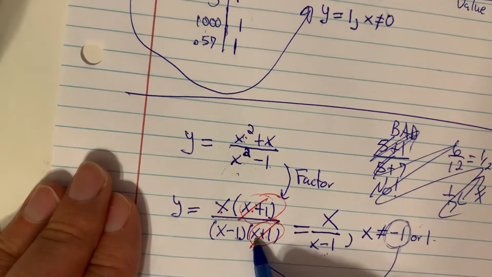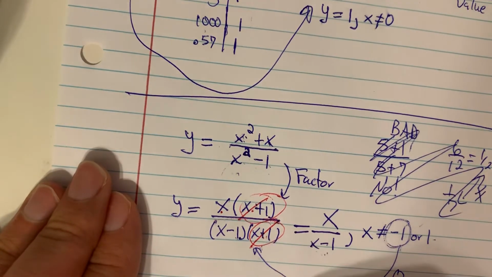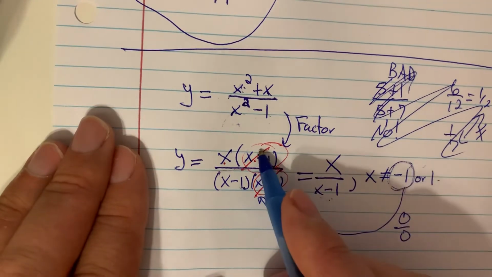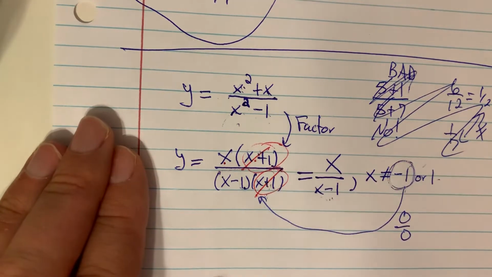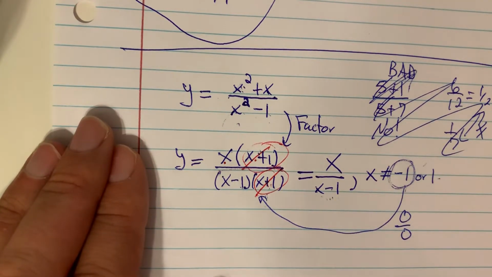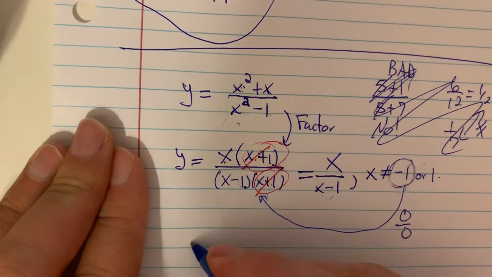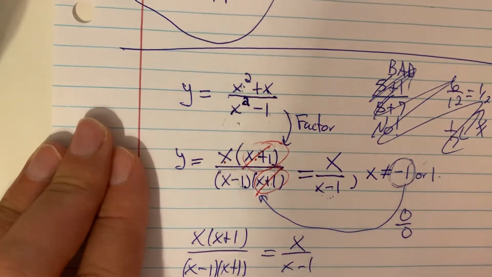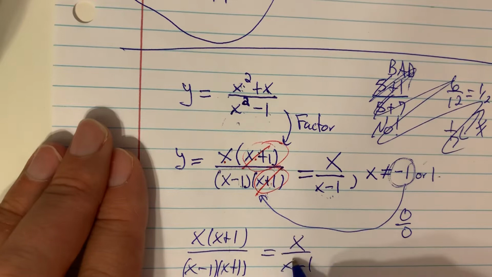Because when we plug in negative 1, what we would get is 0 divided by 0, and that is an undefined value. And so when we factor and cancel something out, we always need to make sure we state the excluded value of the thing we canceled out. Otherwise, they won't be equal to each other. Basically, this more complicated one will equal this as long as x doesn't equal negative 1. When x is negative 1, this one will be undefined, but this one won't be.